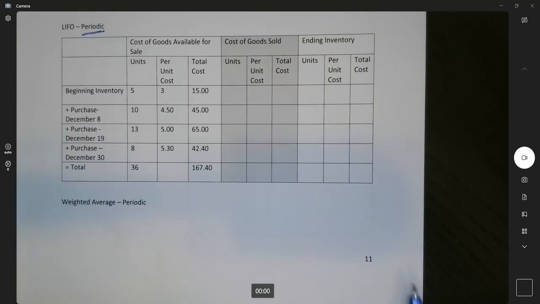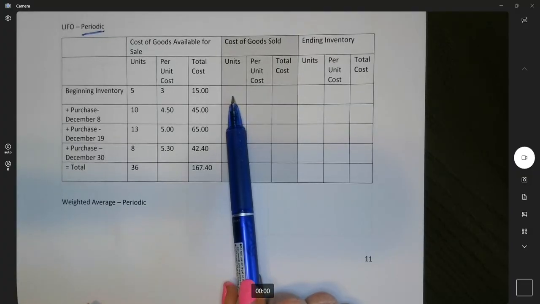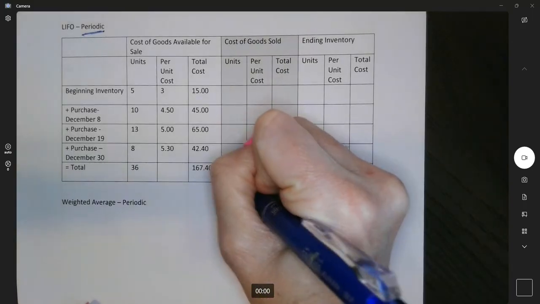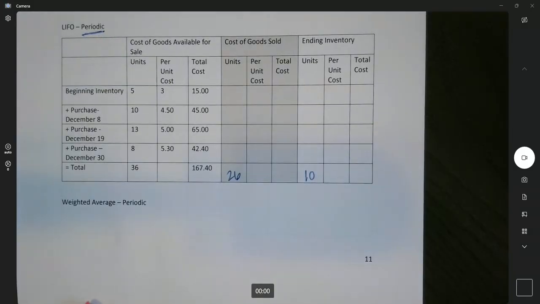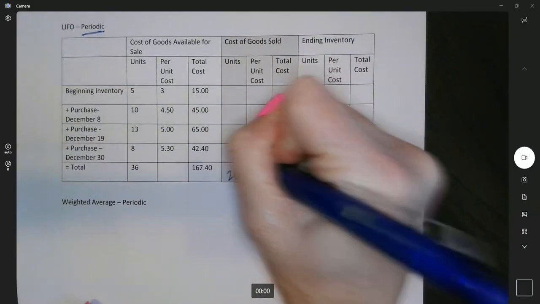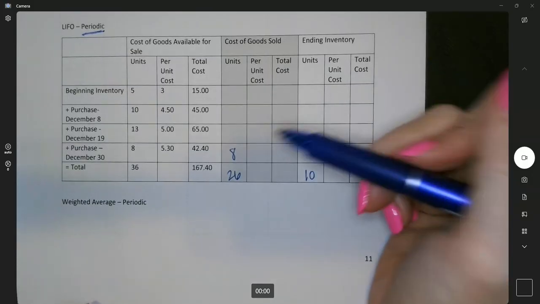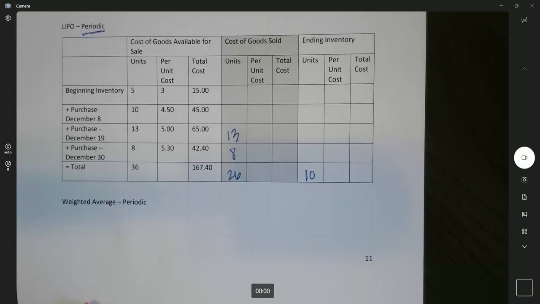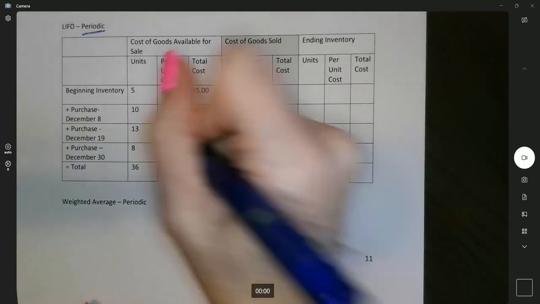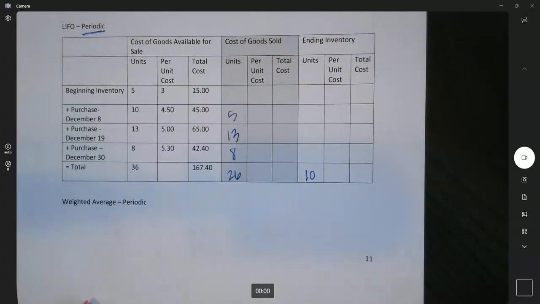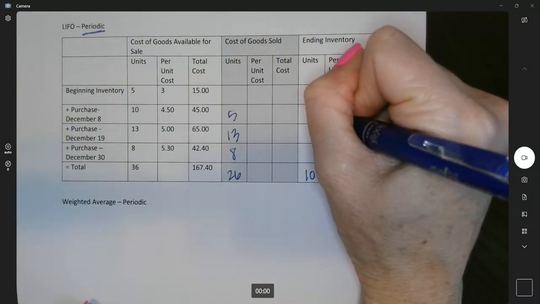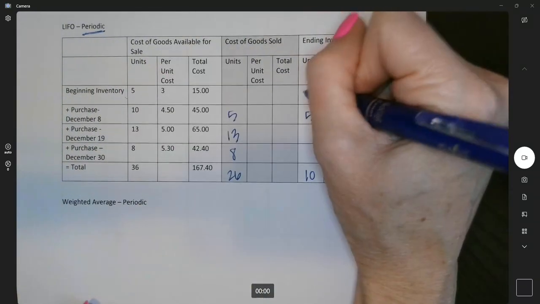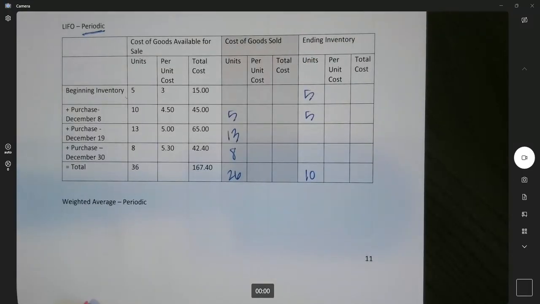Okay? With LIFO periodic, we use the assumption that we start at the very last purchase and we work our way backwards chronologically, no matter when the items were sold. Okay? So we're going to know that we sold 26 and we have 10 in our ending inventory. We're going to start at the bottom this time. We have 8 units. So we move on and we continue to add. We have 13 here. So now we are at 21. We need 5 more out of this one to reach our 26. The remaining 5 from that are in our ending inventory, and the beginning inventory of 5 are also in our ending inventory.